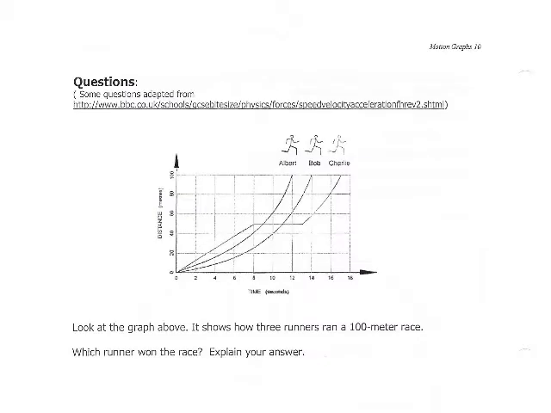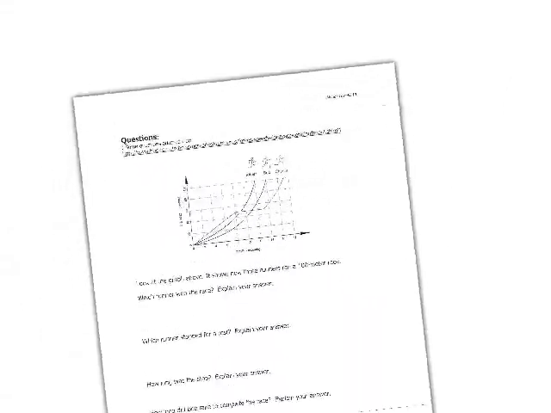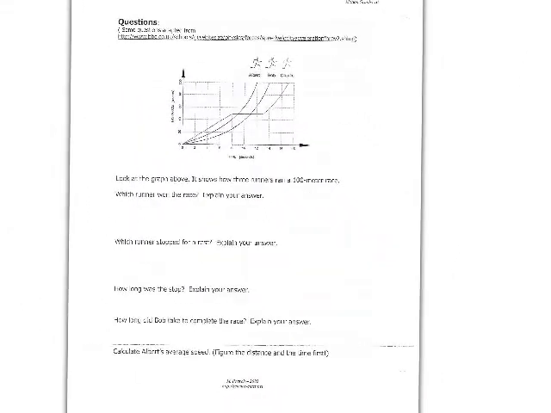So here are some comparisons between distance and speed. Look at the graph above. It shows 3 runners in a 100-meter race. Also note what is on the y-axis. So this goes back to your distance time rules. Which winner won the race? And explain your answer. If you notice, all of them end up going the same amount of distance, so which one gets to that distance first?